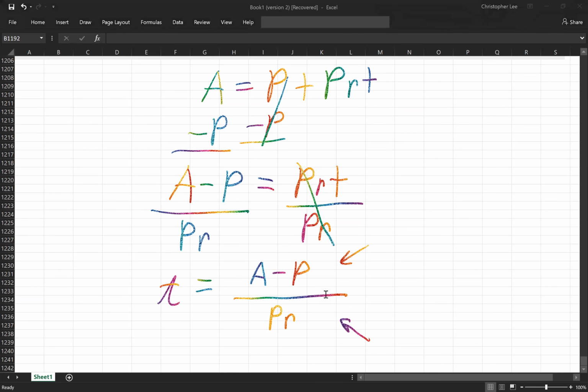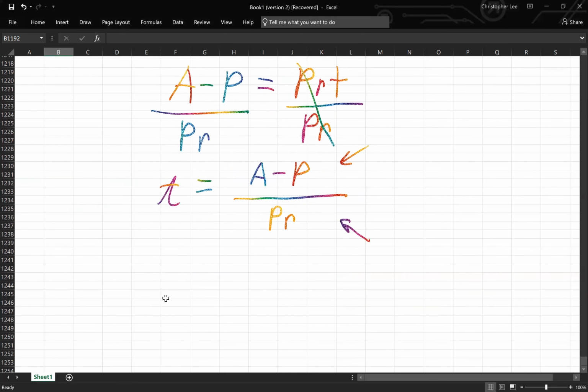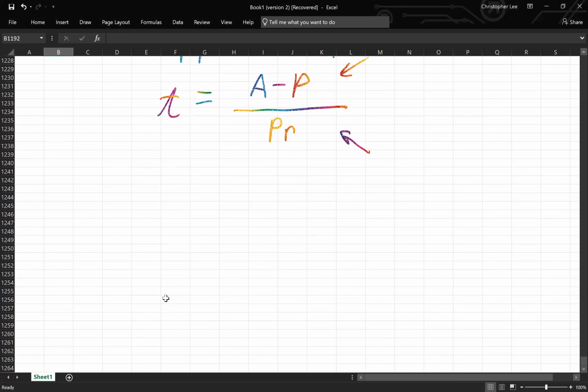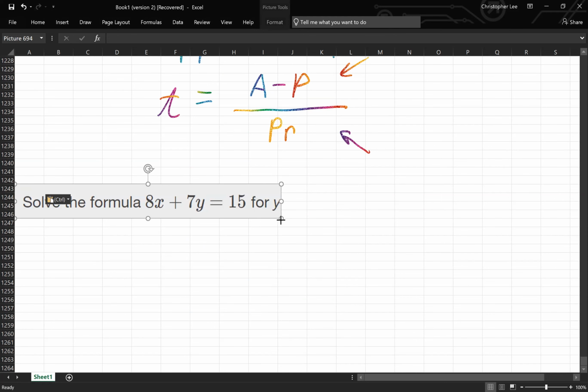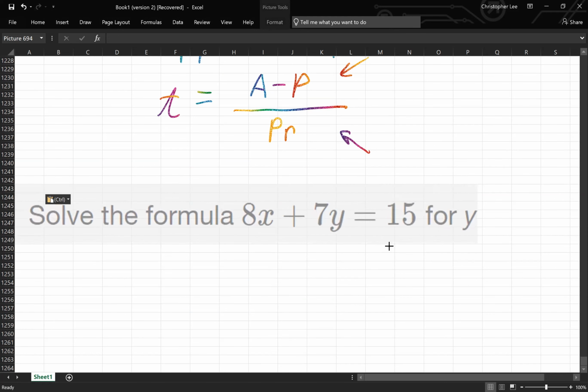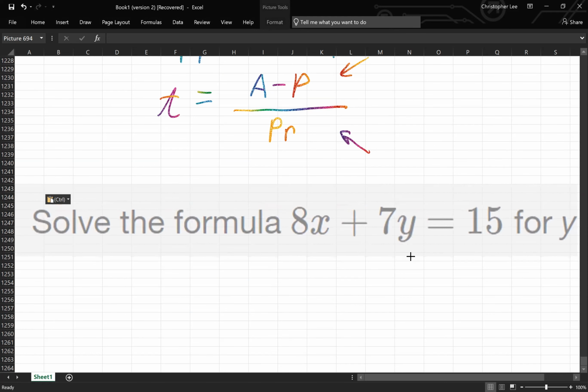This next example is pretty much the same thing, but I want you guys to get used to this. Especially when you get into pre-calculus and calculus 1, you might be given an equation in a form such as this: 8x plus 7y is equal to 15, and they're going to ask you specifically to solve for y. All right, solve for y.